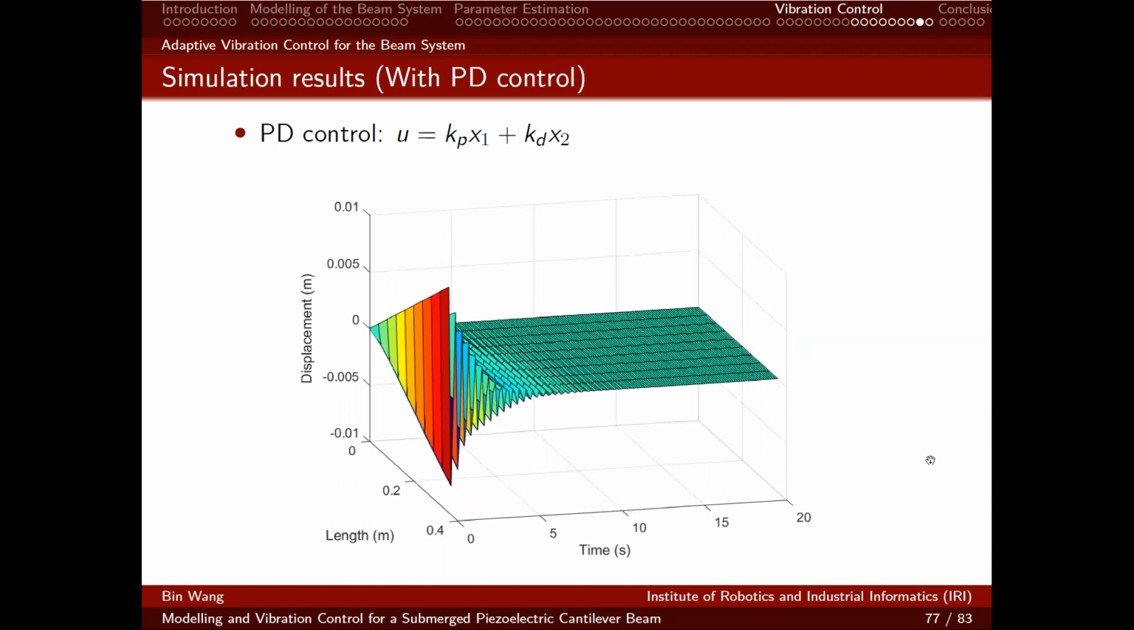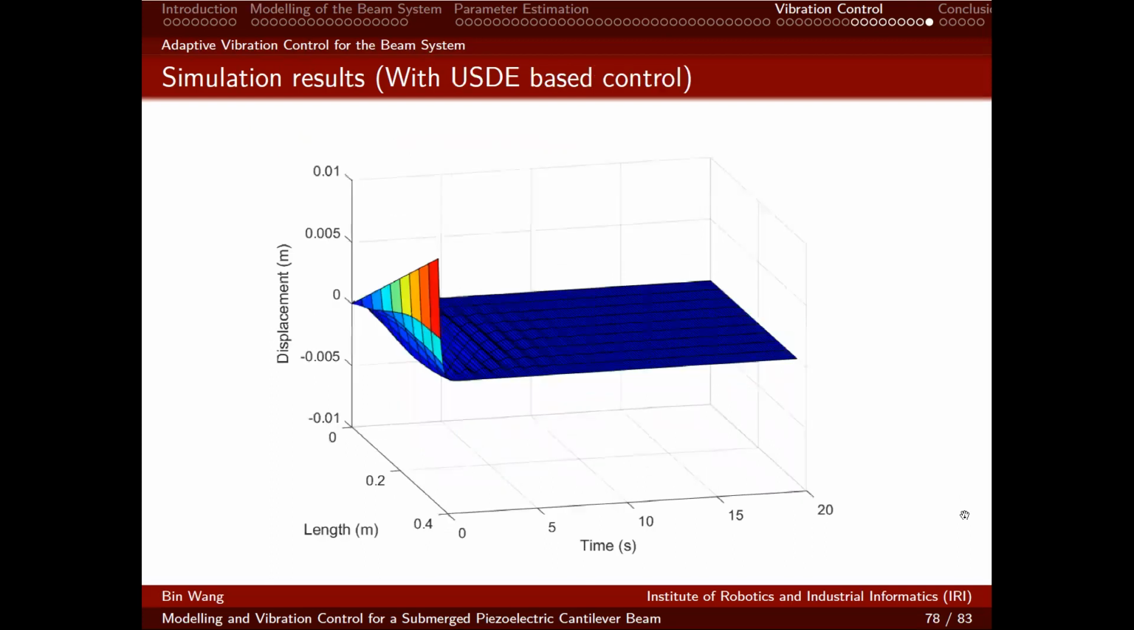We further did the simulation with PD control. We can see the vibration can be suppressed at around 5 seconds. Well, we also tested the control with the proposed method. We can see the vibration can be suppressed within around 2 seconds. So this shows the effectiveness of the proposed method.